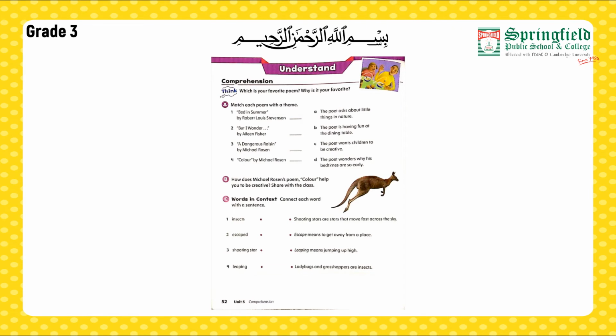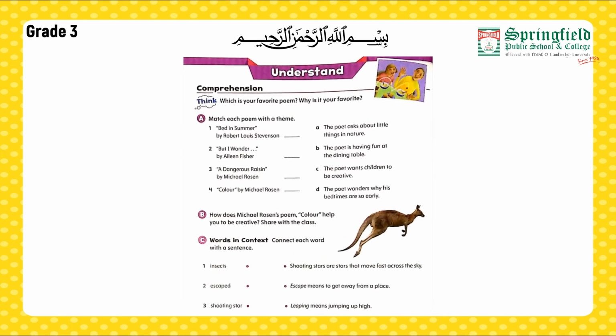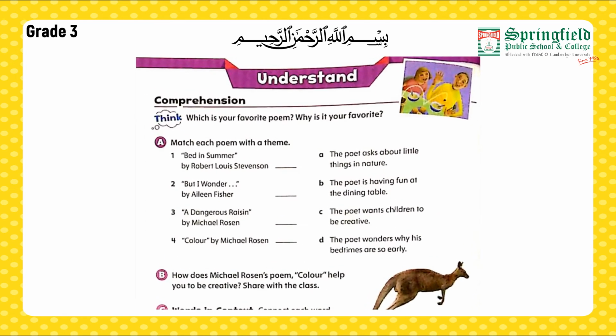So students, now moving towards our next page. That is page number 52. Understand comprehension. Think. Which is your favorite poem? Why is it your favorite? Now we have read poems from 3 poets. You have to think which one is your favorite poem and why you find it very interesting.